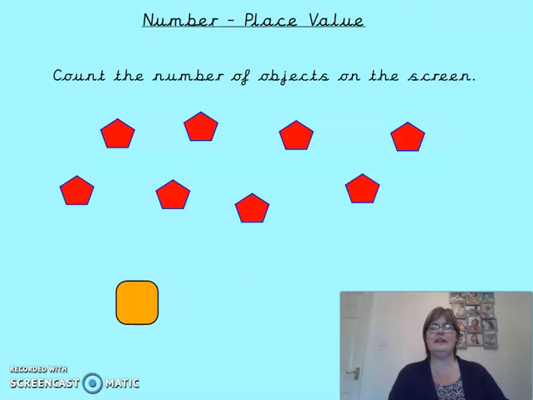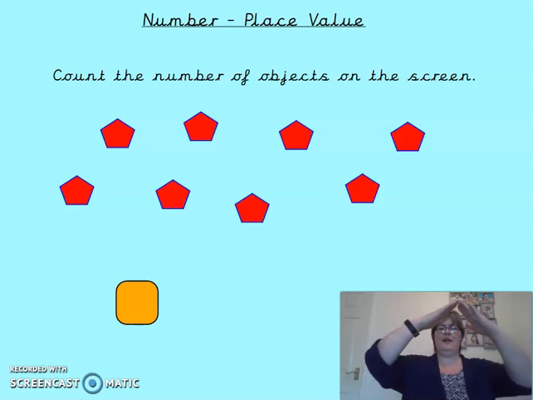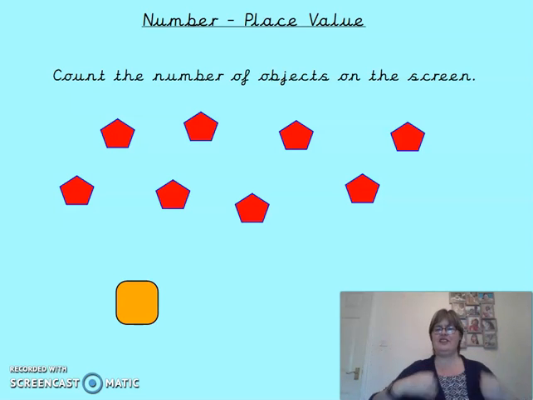Okay, let's have a look. Ooh, I've got some shapes on the screen. Can you remember what shape these are? We looked at shapes a few weeks ago, didn't we? What shapes are on the screen? What are the red shapes? They've got 5 vertices and 5 edges. They are called a pentagon. Did you get that one right?